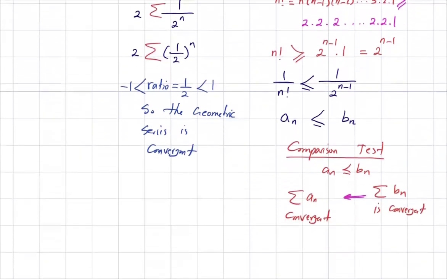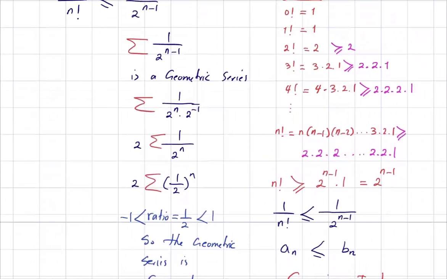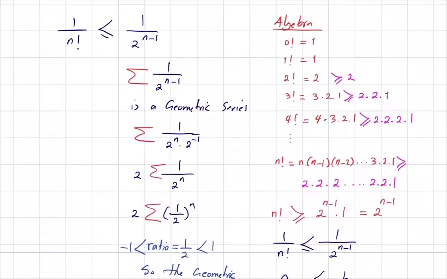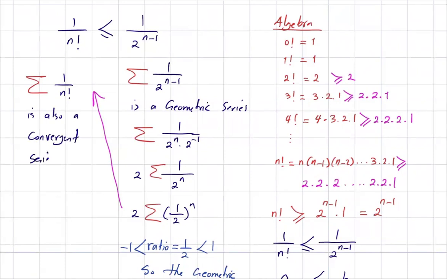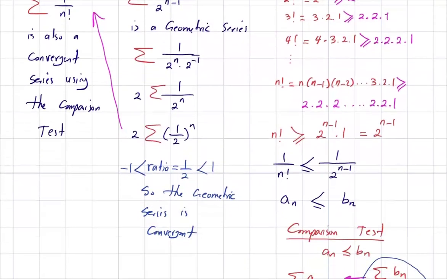Okay, now applying the comparison test. Since the series on the right-hand side is convergent, the larger series is convergent, it means that the smaller series must be convergent. So by the comparison test, since this series is convergent, you can conclude that the series of 1 divided by n factorial is also a convergent series using the comparison test here.